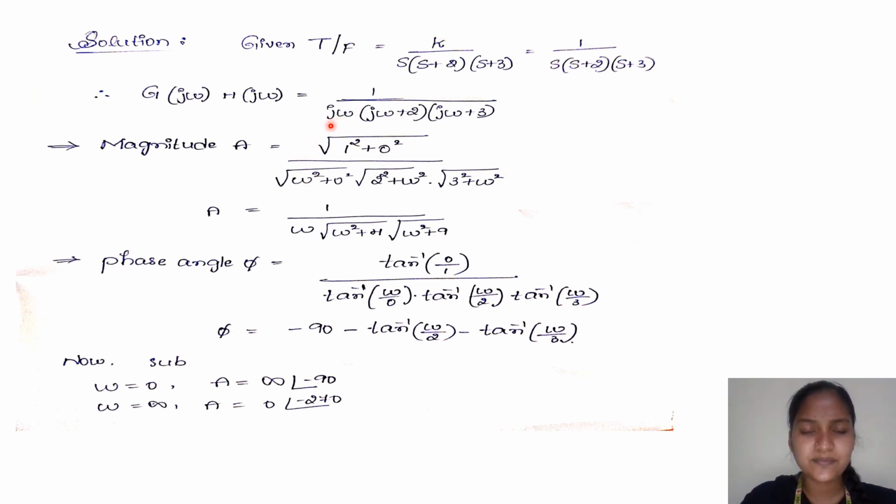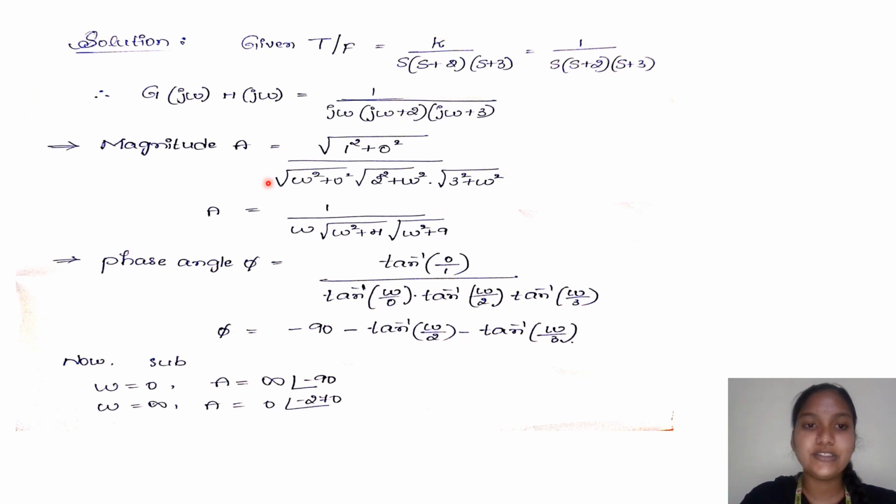Here, for the magnitude of j omega, it is the square root of omega square plus 0 square, since it is the imaginary term and the real term is 0. For the magnitude of j omega plus 2, we write root of 2 square plus omega square, and for this term we write root of 3 square plus omega square. A is equal to 1 by omega root of omega square plus 4 into root of omega square plus 9.